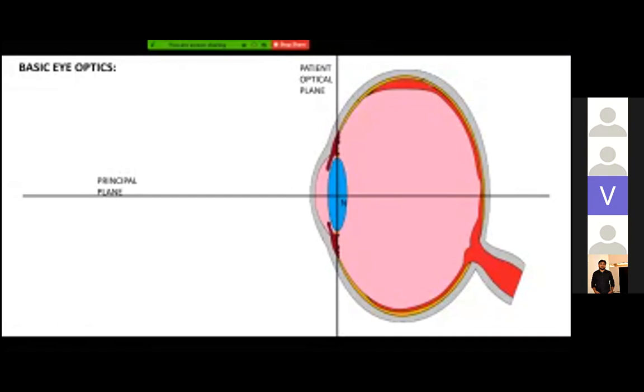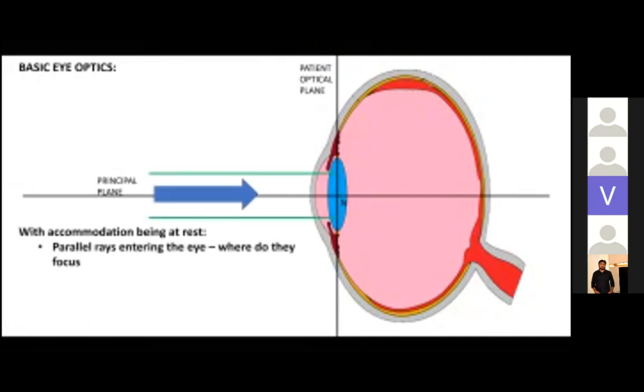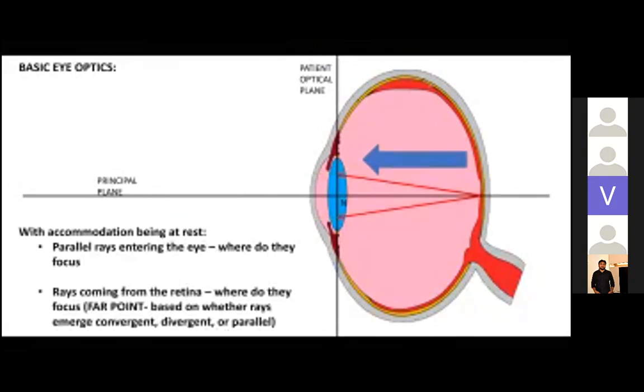So before understanding retinoscopy, we need to understand the optics of ametropia, and for that, to define the characteristic of any particular eye, it is defined with accommodation being at rest. What happens when parallel rays enter the eye? Where do they focus? Do they focus on the retina, in front or behind? And the second, rays which come from the retina, where do these rays converge, or where do they focus? And the point where the rays coming from the retina focus, that is the far point of the eye. So understanding the far point is very important.